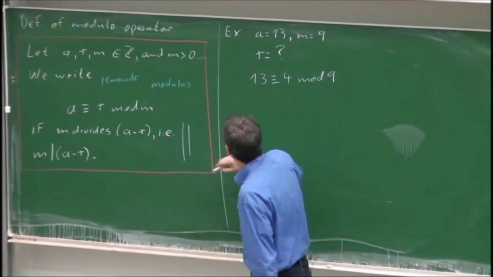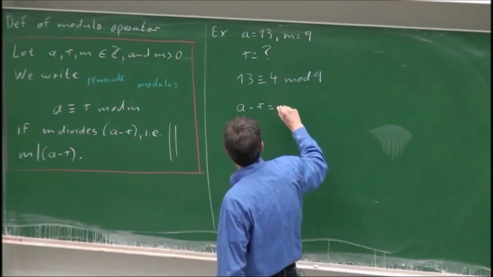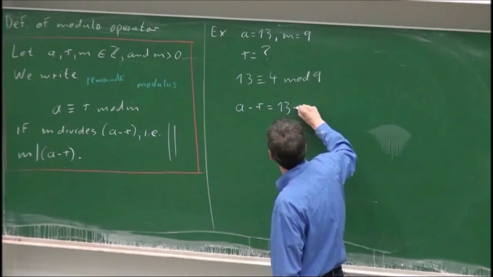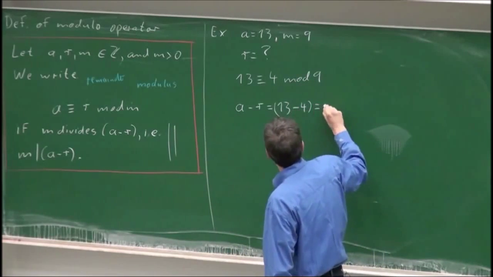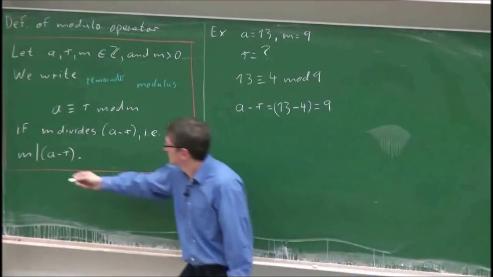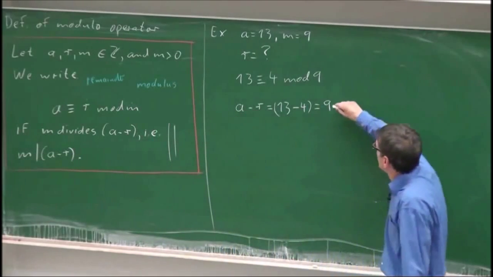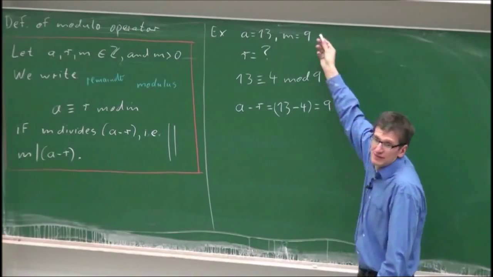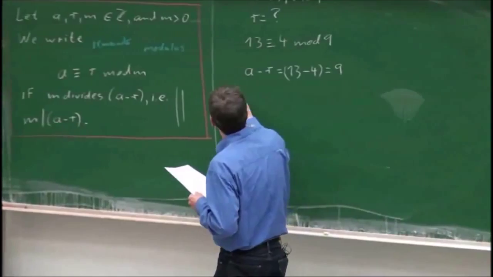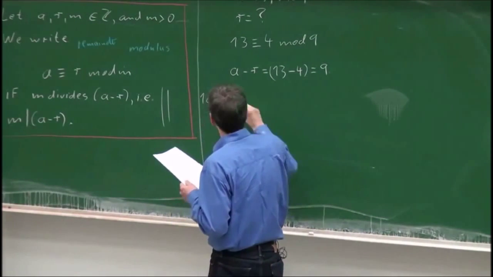So we look at this difference. We look at a minus r. What is a? It is 13. The r we just freshly computed is 4. This is 9. And now what we have to check is, is this a minus r divisible by 9? And of course, 9 is divisible by 9, so that works out, right? So that works.